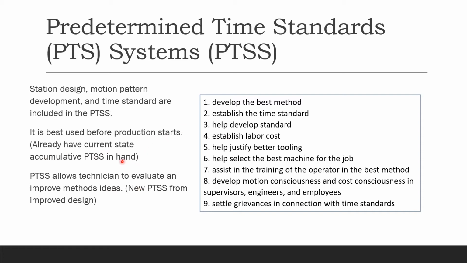So we're talking about the current state, and that's your accumulated PTSS, what you have in hand. We usually use the current PTSS to evaluate improved method ideas and compare and study. And this is what PTSS provides us: to develop the best method, establish the time standard, help develop the standard, establish labor cost, help justify better tooling, help select the best machine for the job, and so on and so on. Okay?